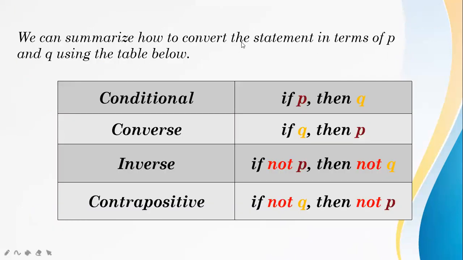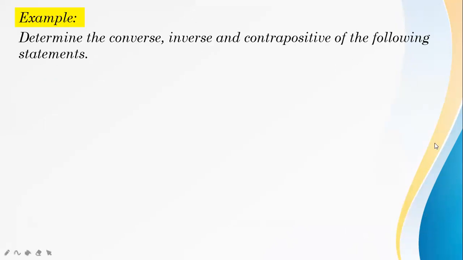We can summarize how to convert a statement in terms of P and Q using the table below. We have the conditional, converse, inverse, and contrapositive. If P, then Q. If Q, then P. So the converse, interchanging PQ, then we have QP. Inverse, if not P, then not Q. Interchanging, if not Q, then not P.